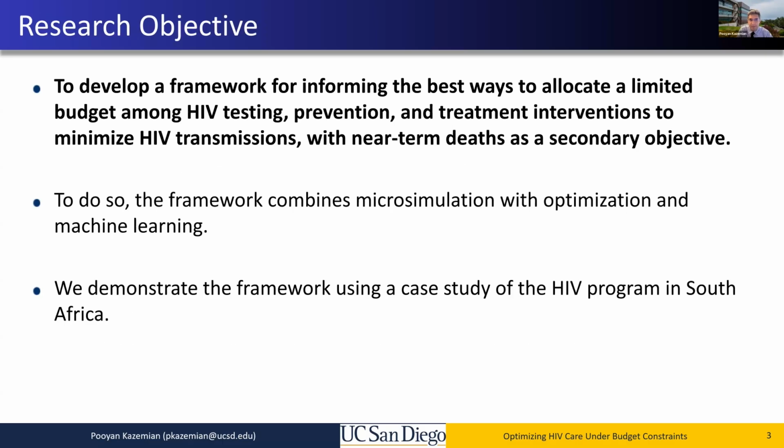So my research objective today is to develop a framework for informing the best ways to allocate a limited budget among HIV testing, prevention, and treatment interventions to minimize HIV transmissions with near-term deaths as a secondary objective. And in order to do so, we develop a framework that combines microsimulation with optimization and machine learning. And we demonstrate this framework using a case study of the HIV program in South Africa.